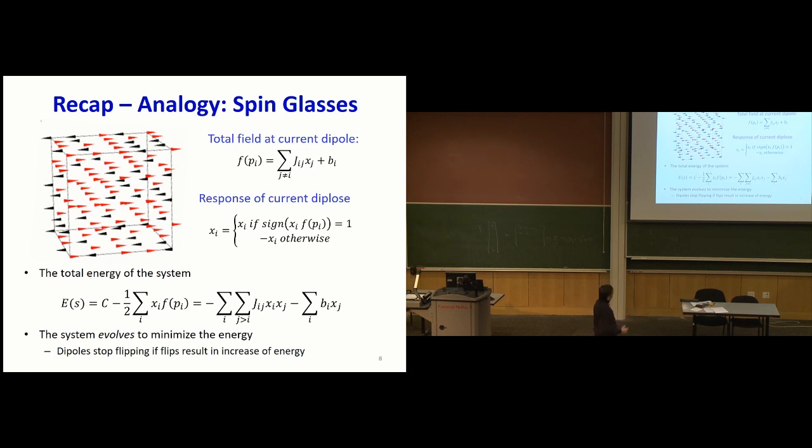And for every individual dipole, you can think of a potential energy. And again, you probably recall this from physics, that the potential energy of any particular magnetic dipole is going to be its own value times the field at its current location. So this is how we've always defined it. And so the actual energy of the system, the total energy of the system, is going to be this term, minus of that, summed over all of the dipoles in the medium. And this term ends up looking a whole lot like the energy term we saw for the Hopfield network. And the system evolves to minimize the energy. The dipoles stop flipping if any flips result in an increase in energy. So each flip is going to decrease the energy of the system.